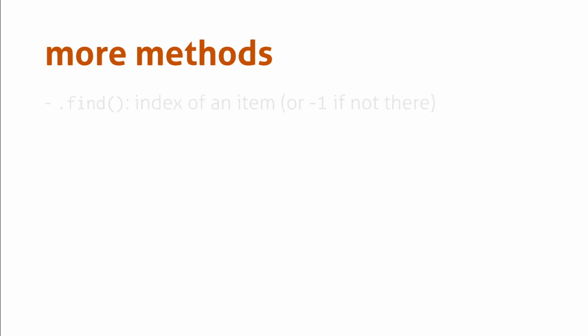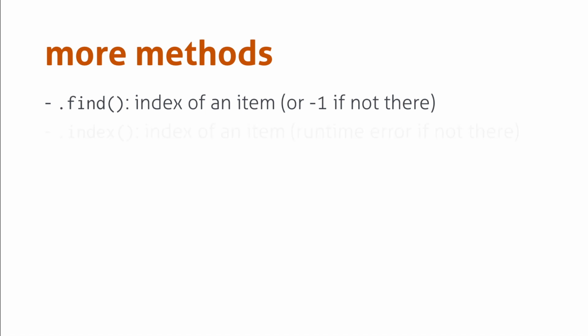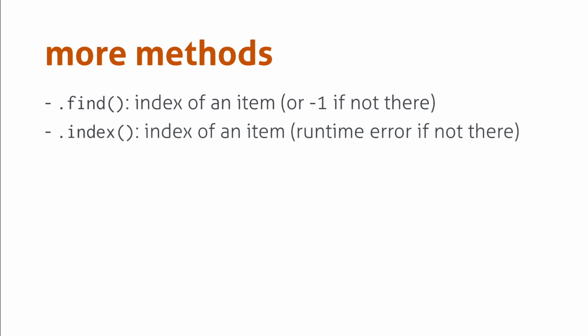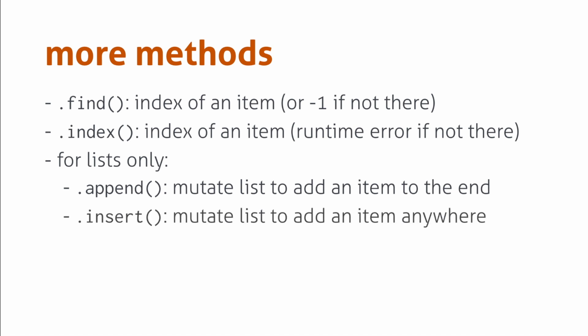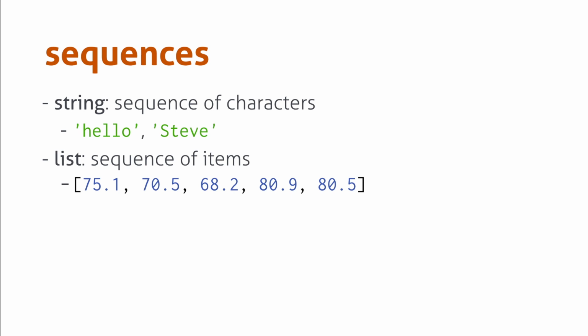There are other methods on strings and lists. So there's .find, which returns the index of an item, or -1 if it's not there. And there's .index, which does the same thing, except throws a runtime error if it doesn't find an item. And there are a few methods on lists that mutate the list that we'll talk about more later on. So there's .append to mutate a list to add an item to the end, and there's .insert, which mutates the list to add an item anywhere. There are many more functions that we will go over later, and even more that we won't get to in this course. So sequences are ordered collections, and we went over 2 sequence types in Python. Strings are sequences of characters, and lists are sequences of any kind of item.